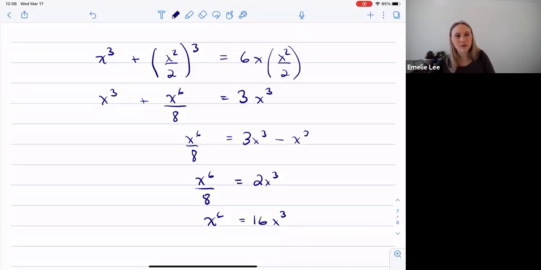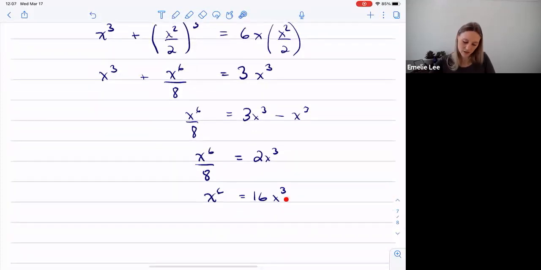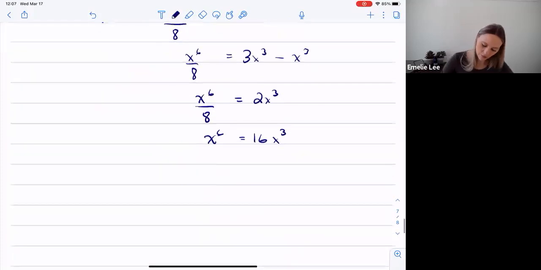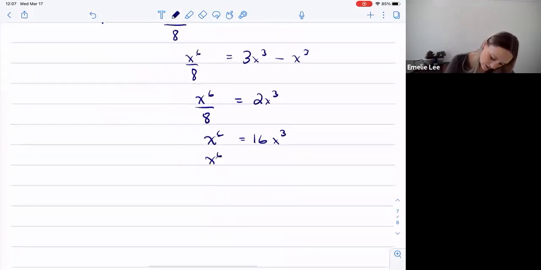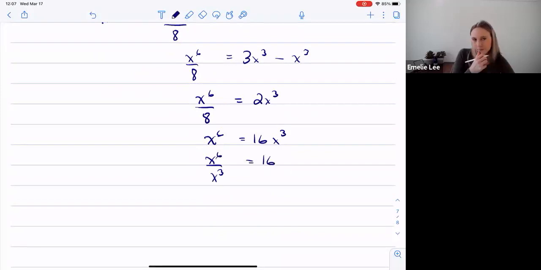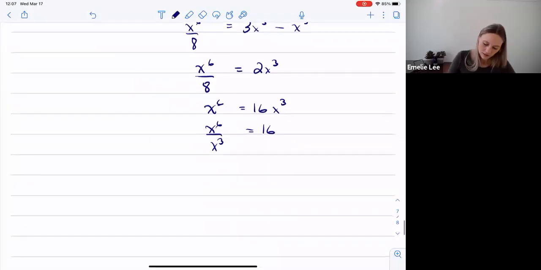But for me, what I'm seeing is this would be the quickest route, because now I can divide both sides by x to the 3, right? And because I have the same base, I can simplify. So x to the 6 over x to the 3 equals 16. X to the 6 minus 3 is x to the 3, which is 16.